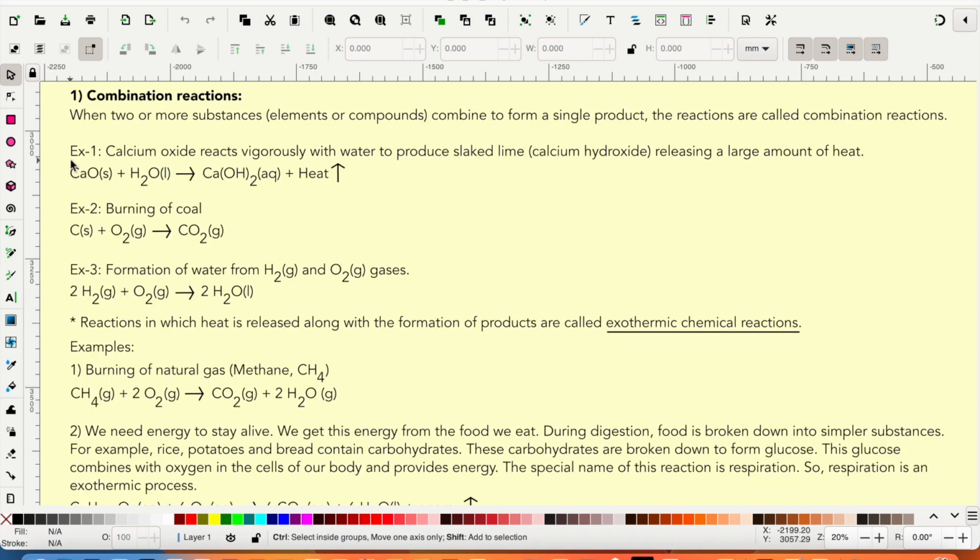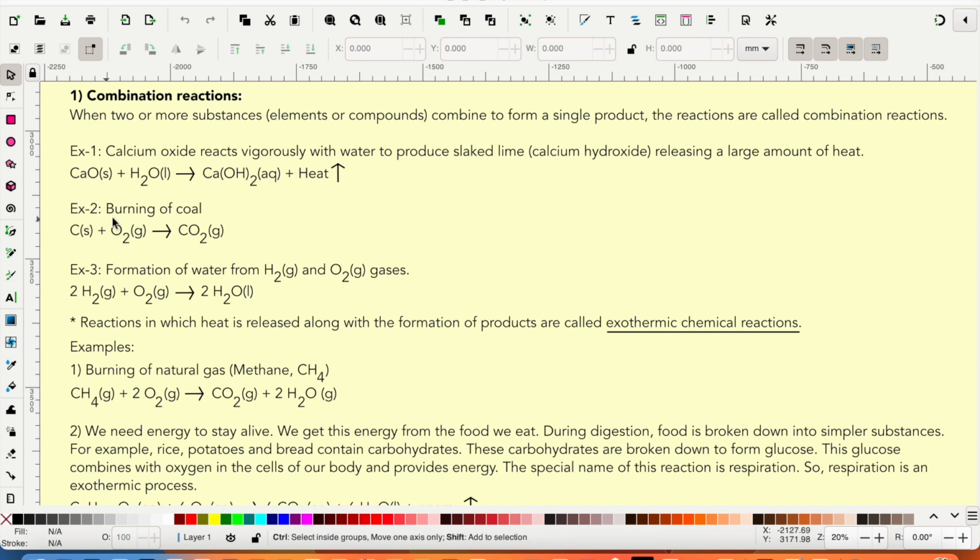Let us see some examples of it. First one is calcium oxide, which is quicklime, reacts vigorously with water to produce slaked lime, which is calcium hydroxide, and a large amount of heat is liberated. Here 2 substances are combining to form a single product. That is why it is a combination reaction.